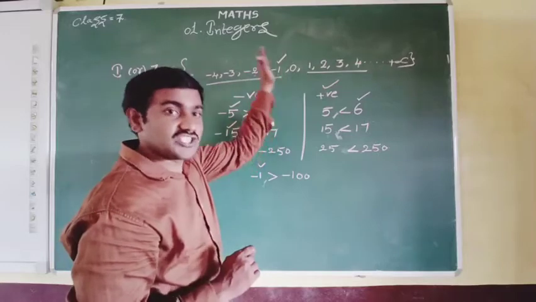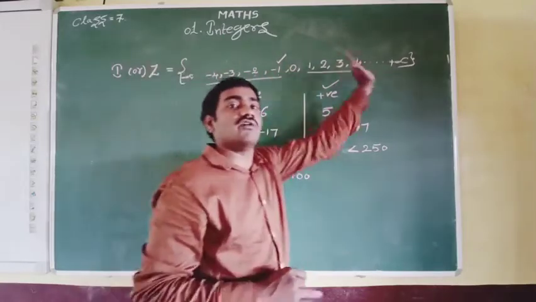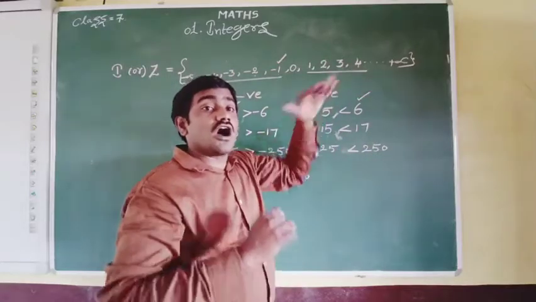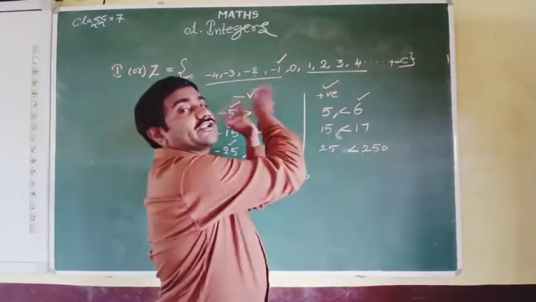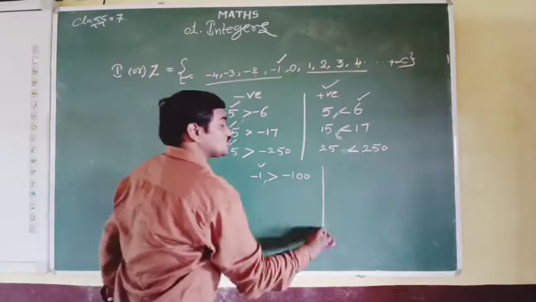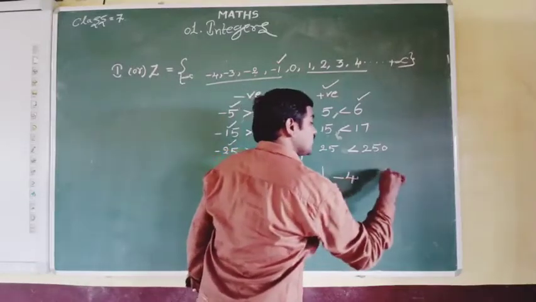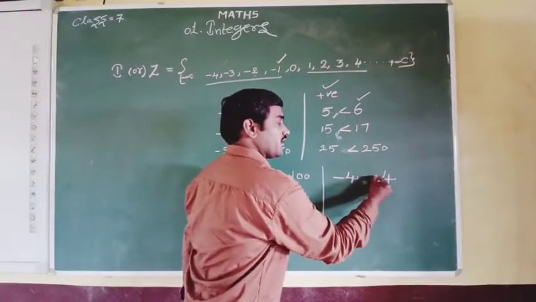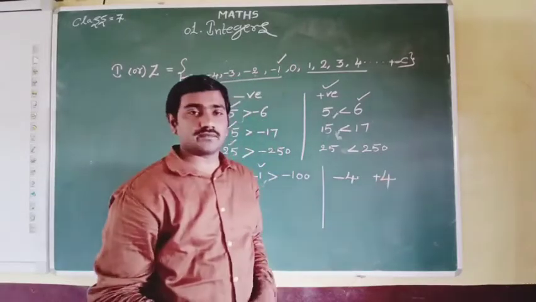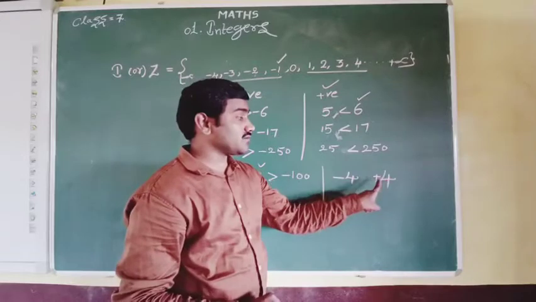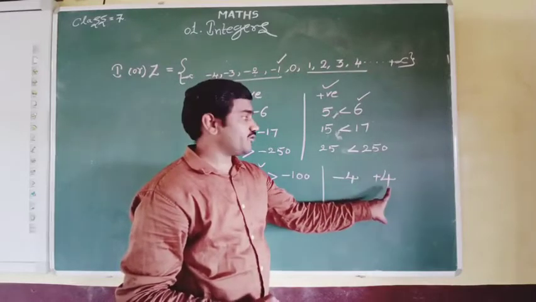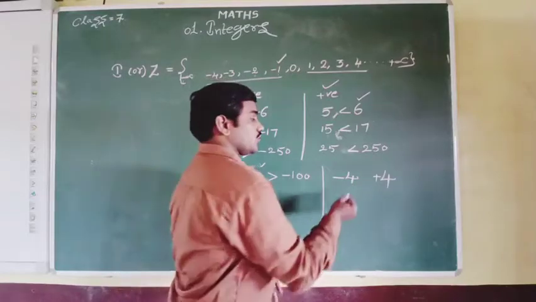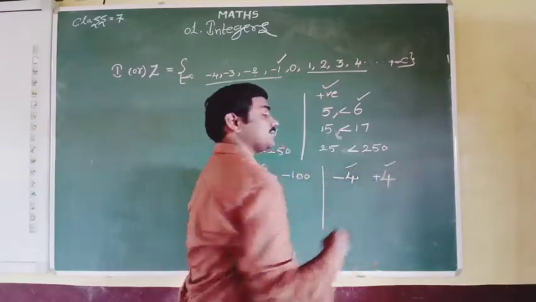Minus 1 comes before 0, and after 0 there are the positive values. So the positive values are always greater than negative values. Here there is a minus 4, and here there is a plus 4. If there is no symbol before the number, it is always a plus. That you remember. So here there is a minus 4, here there is a plus 4.